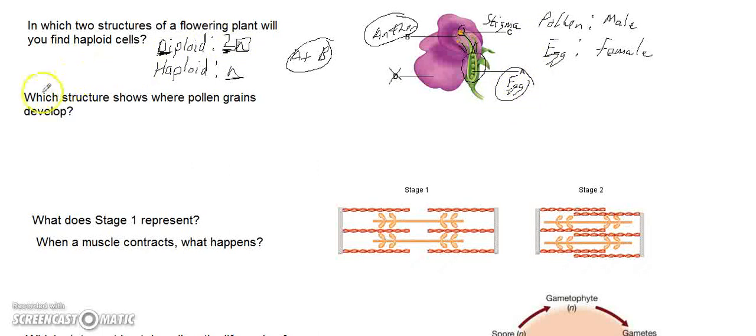Okay, so now there's another question on this diagram. Which structure shows where pollen grains develop? And lo and behold, we've just talked about that, actually. And remember, pollen is developed on the anther. And so the answer to this one would be B, which is the anther.